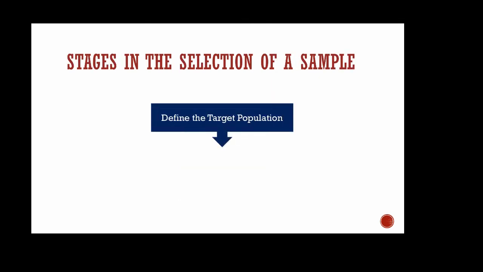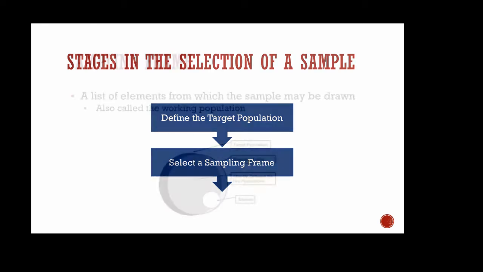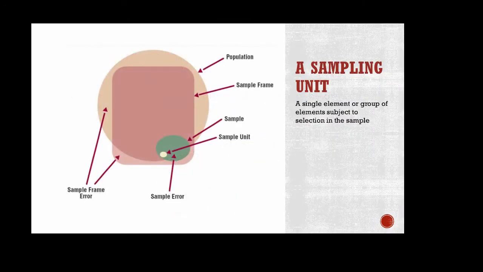Once the target population is defined, the second step is to select a sampling frame. A sampling frame is a list of elements or individual members of the overall population from which the sample is drawn. A sampling unit is a single element or group of elements subject to selection in the sample. Sometimes a list of actual population members exists and can serve as a sampling frame. More often, the researcher will need the assistance of a directory, panel, or mailing list in forming the sampling frame.